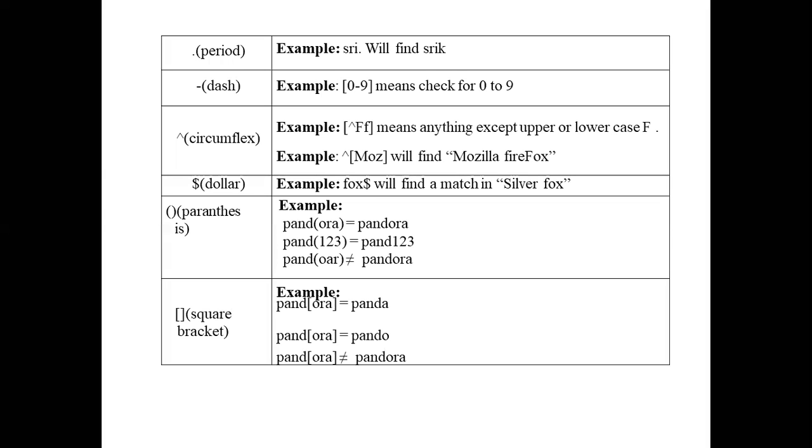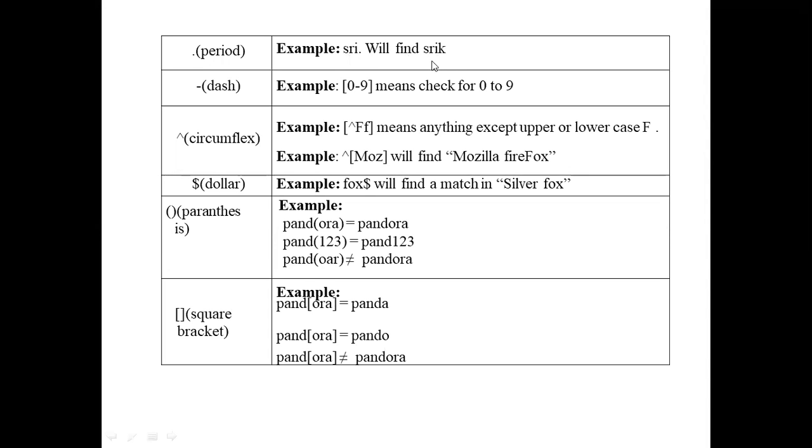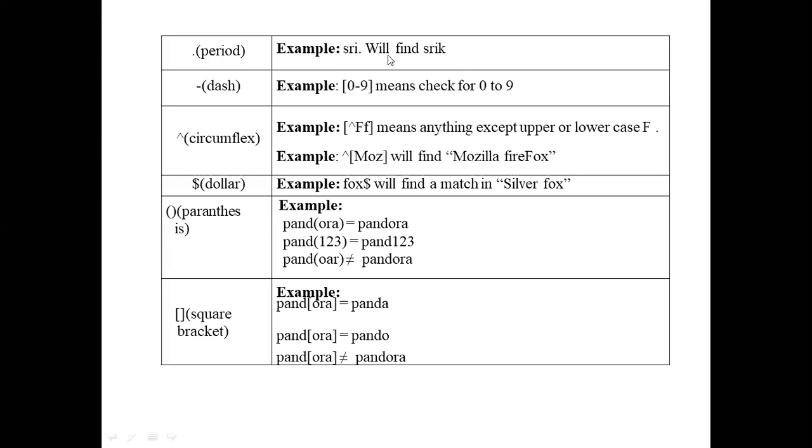Next, dot, that is period. It matches any character in this position. Suppose here 3 dot, that means we take any character in the dot position. So 3 dot matches 3K, or SRIT, SRIA, SRIE, SRIM, any one. We take any character in this dot position, so 3 dot matches 3K, 3M, 3N.